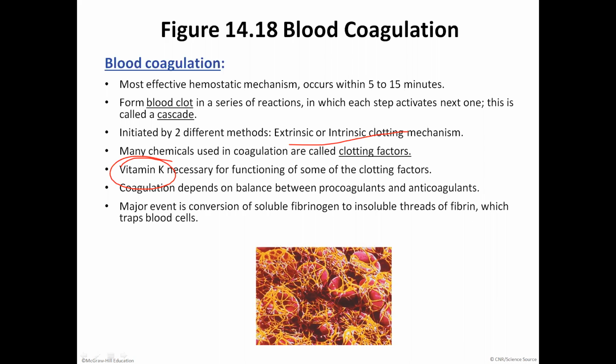Coagulation depends on a balance between what are called procoagulants and anticoagulants. Procoagulants are going to promote clotting. Anticoagulants are going to inhibit clotting. So there's this balance back and forth.